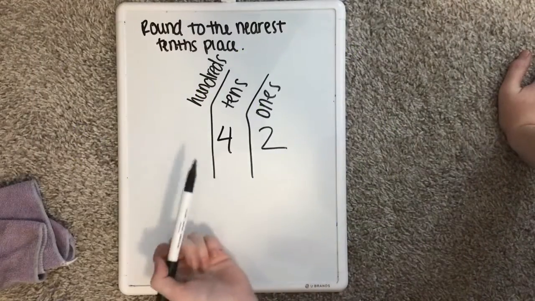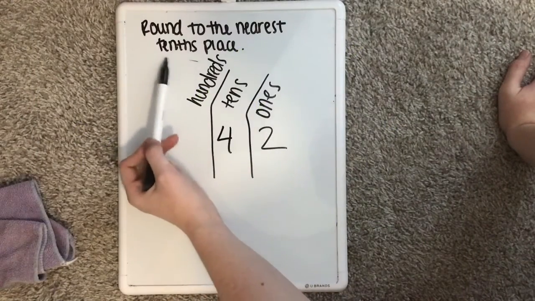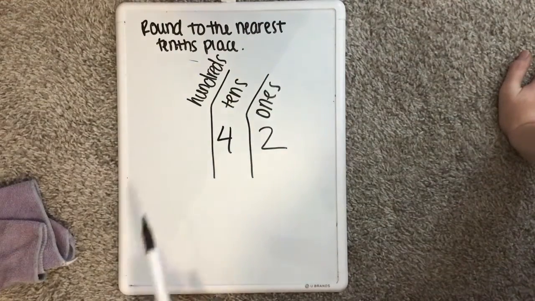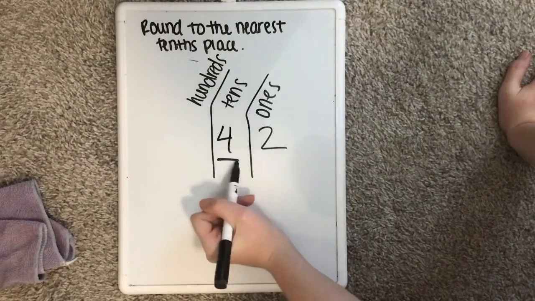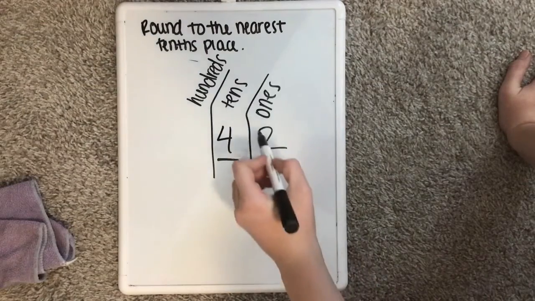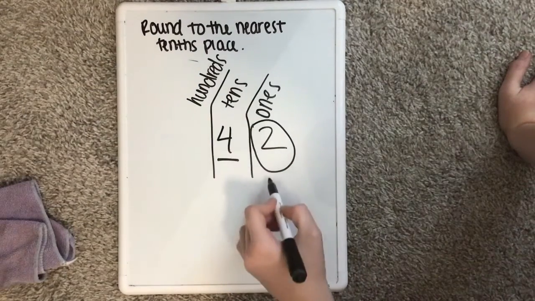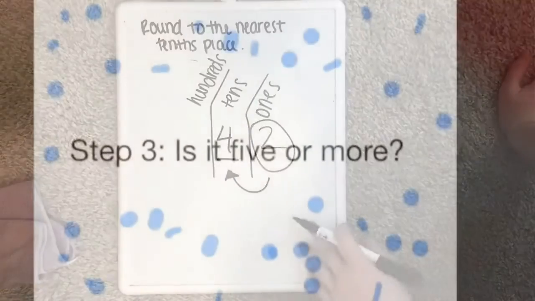Now we're going to look at the word problem and see where it wants us to round to. So in this case, it's the tens place. So now we're going to underline the focus number, and then we're going to circle the number that will affect that focus number.